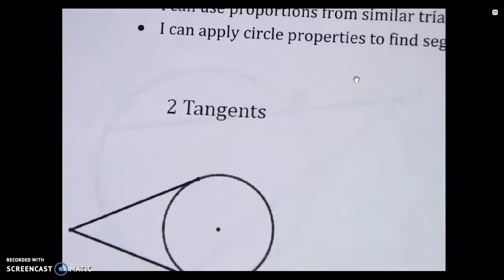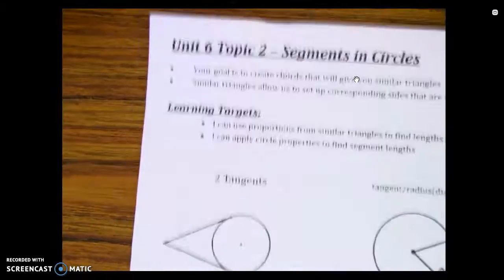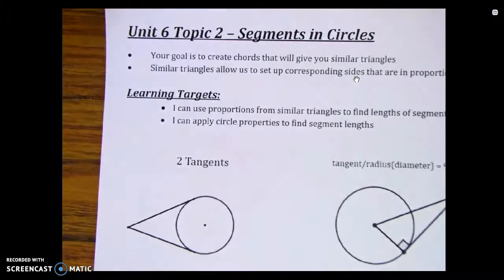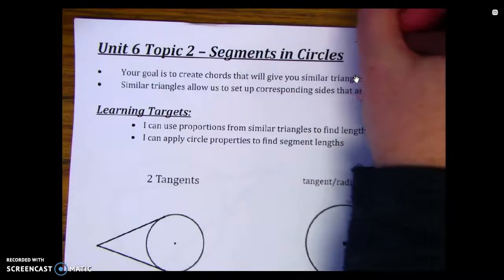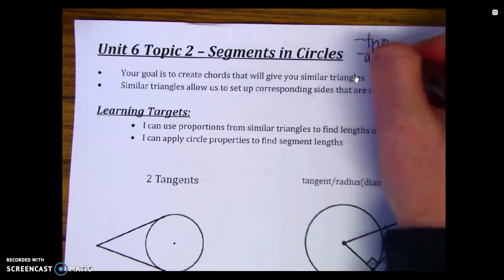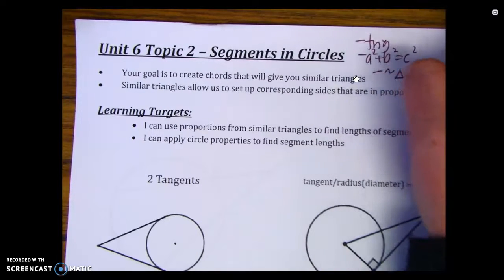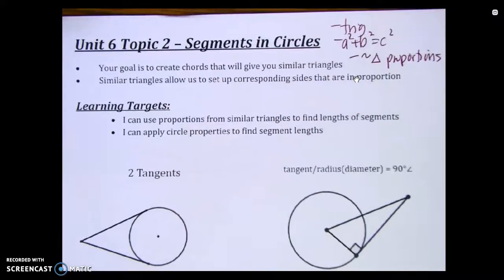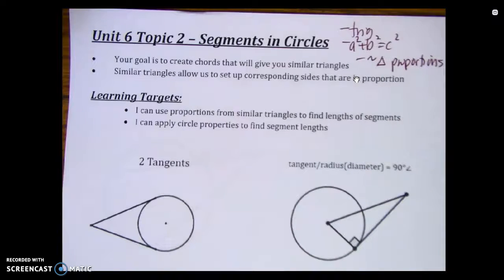Okay, so these are the actual segment notes. Yours are green, but we have to be able to create similar triangles, because the only ways we've found segments so far this year are by using trig, by using the Pythagorean theorem, and by using similar triangles, the proportions from them. Those are the only three methods we have learned to find side lengths. So we're going to be using the same thing.